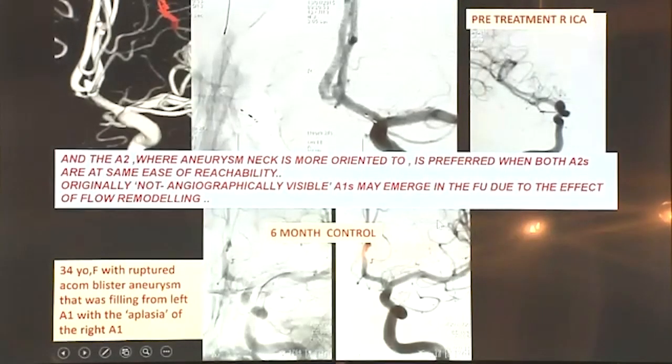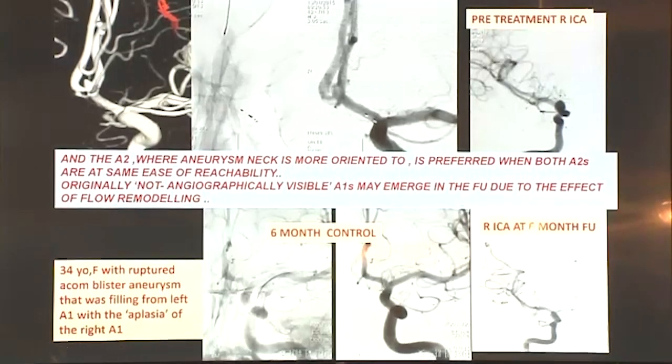When both A2s are at the same ease of reachability, then we prefer the side to which the aneurysm neck is more oriented. For example, in this one, ipsilateral, and the A1 on the contralateral side is not filling, aplastic. At 6-month control, the aneurysm is gone, and the contralateral A1 is filling very nicely, despite that it was not at the beginning, preoperatively.